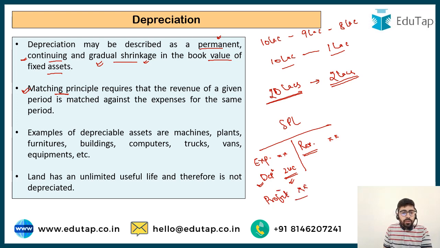Now the examples of depreciable assets would include machines, plants, furniture, building, computer, truck, van, equipment. They are all depreciable assets. But do remember that land is a non-depreciable asset. Land has unlimited useful life and therefore it is not depreciated. So this is something which you have to remember.